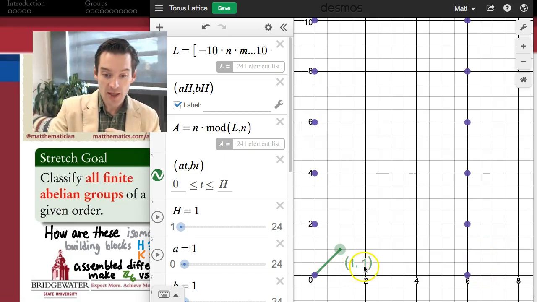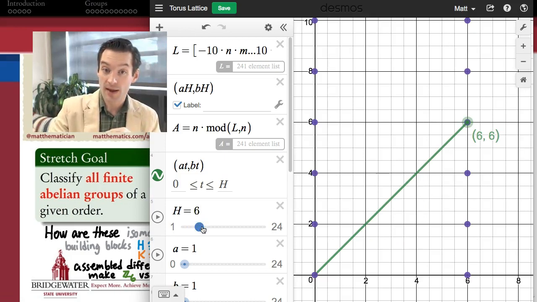So if I take the element (1, 1) and I look at its powers, so if I add it to itself repeatedly, after I do so once, twice, 3 times, 4 times, 5 times, 6 times, I've now come back around to the identity element inside of this group.